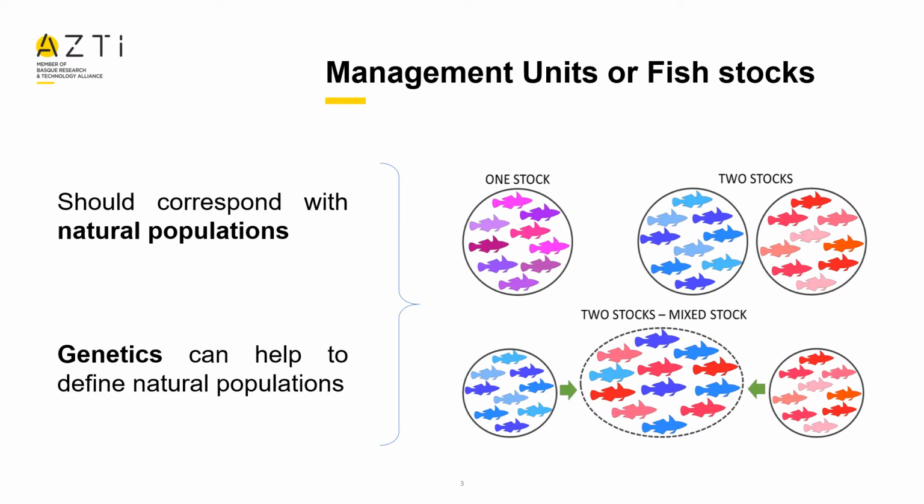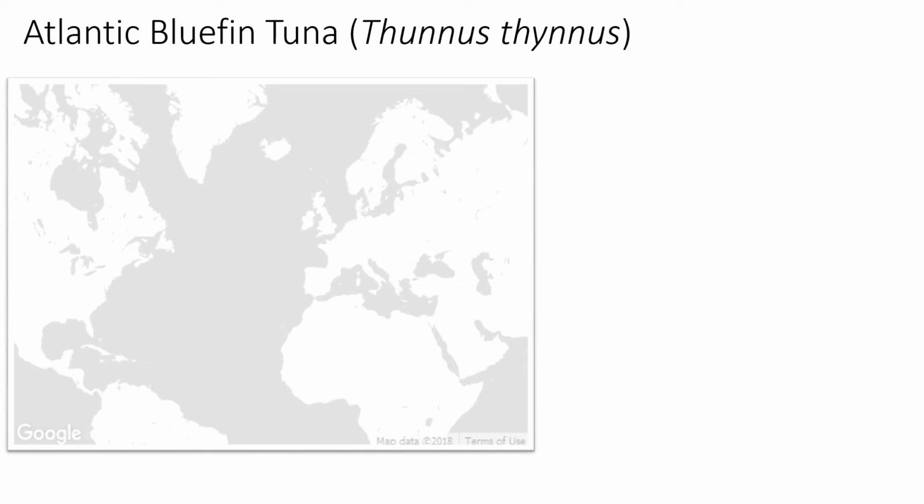These two populations might share a common ancestor, but since the moment in which both populations were isolated, they started to evolve, accumulating different genetic variations through generations until they became genetically differentiated. In some cases, these two stocks might mix in specific areas or during specific periods of time, as we see in the dotted circle below, and this should be considered for management of the species, particularly if fishing activity targets these mixed stocks. Now, let me introduce you to the case study of this work, the Atlantic bluefin tuna.